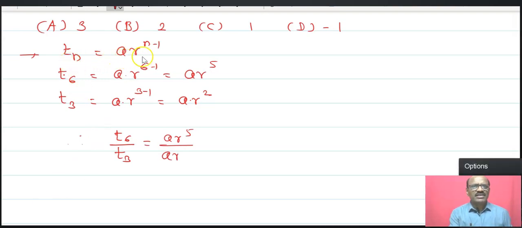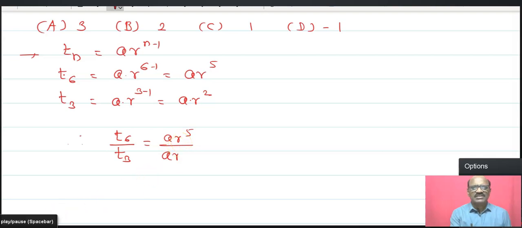Tn is equal to a into r raised to n minus 1. Therefore T6 is equal to, in this case, n is replaced by 6, therefore a into r raised to 5. T3 is equal to a into r raised to 3 minus 1, that is ar square. Now we will take the ratio, T6 upon T3. Therefore a into r raised to 5 upon ar square. Now in this case a gets cancelled and you will get r raised to 4.